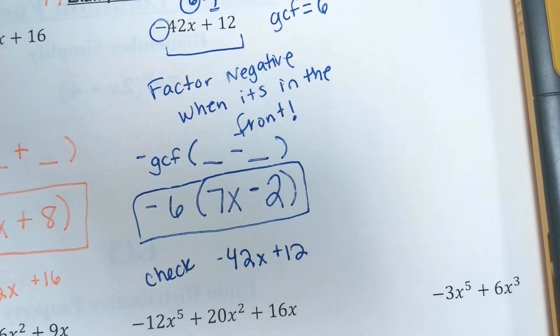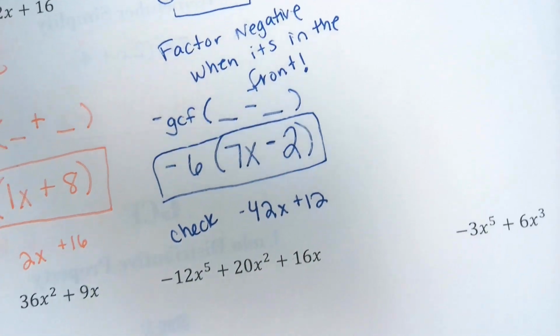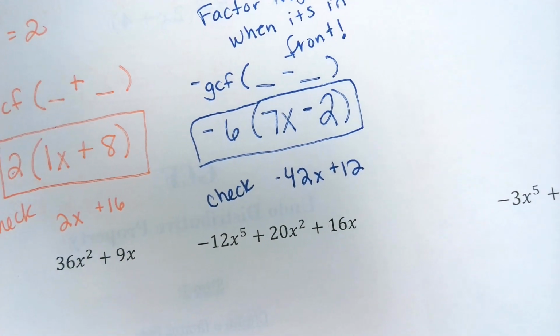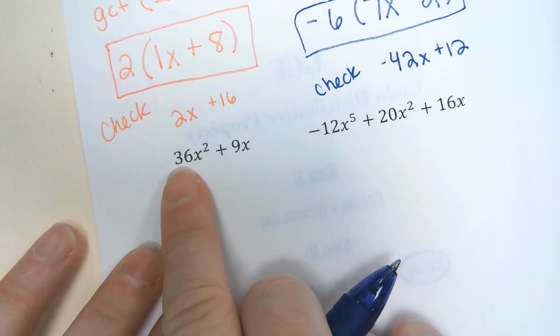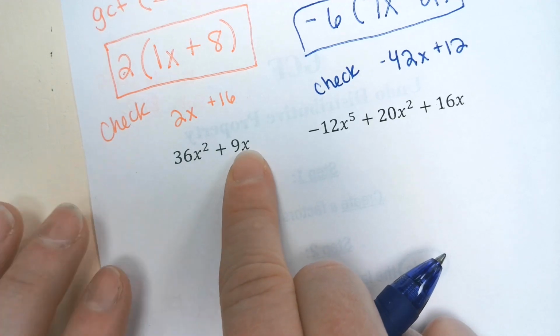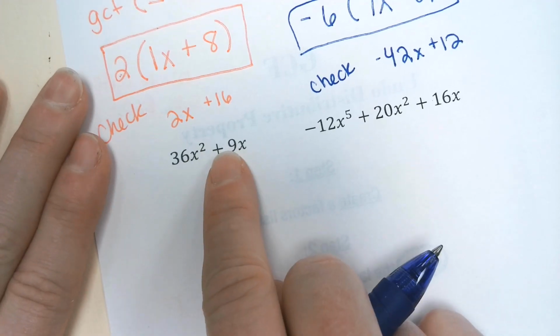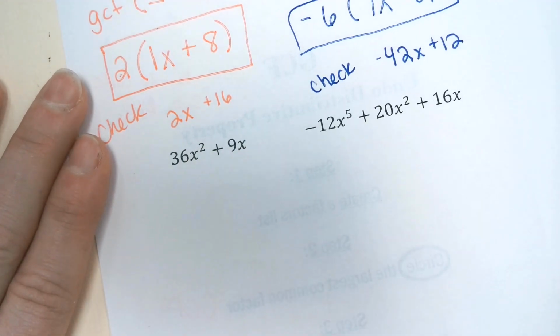All right. Let's keep on going. 36x squared and 9. So we need to list out our factors. Go ahead and do that right now.